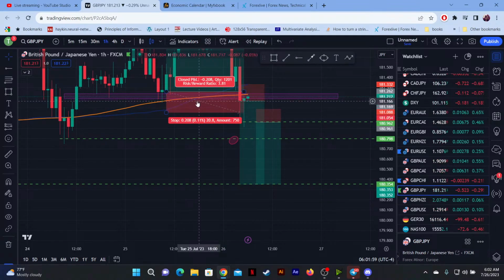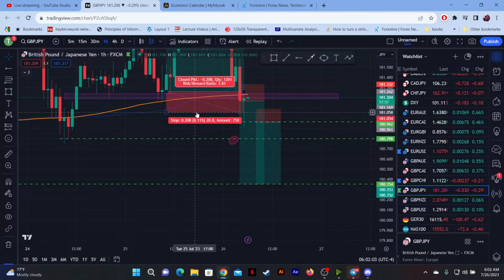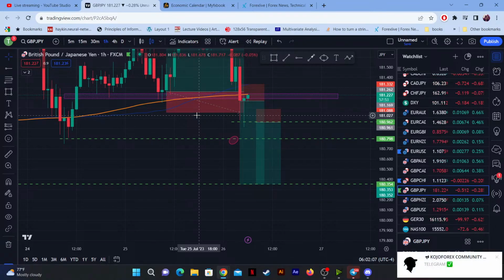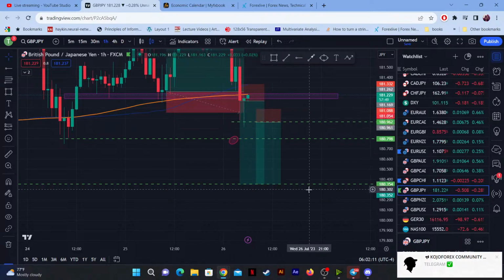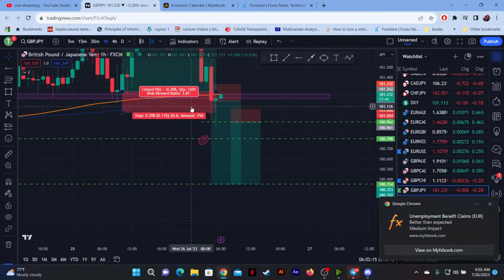Sell stop, entry point, same thing. If we could get a close into this zone here, that would be great. Rather, an actual bearish close, that would be nice for those continuations, right? But that's it for me right now.